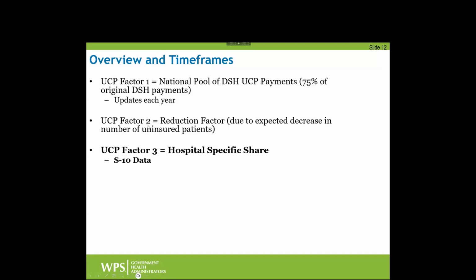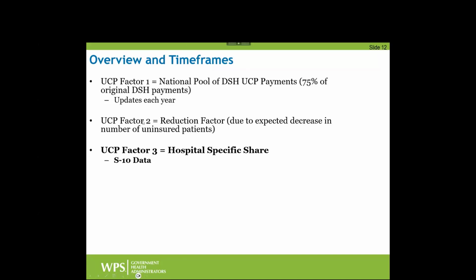Factor two, however, is a reduction factor to that based on an expected decrease in the number of uninsured patients due to different insurance provisions. But the point here is that factor one is going to be reduced, or should be reduced each year, to ultimately give us the pool of money that's available for the uncompensated care payment.